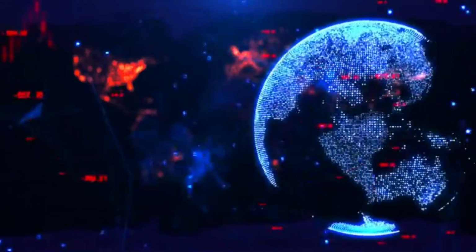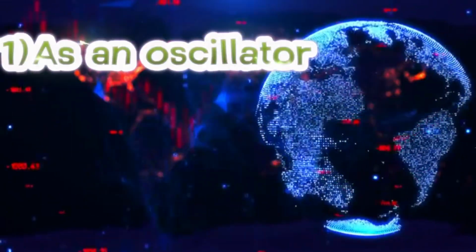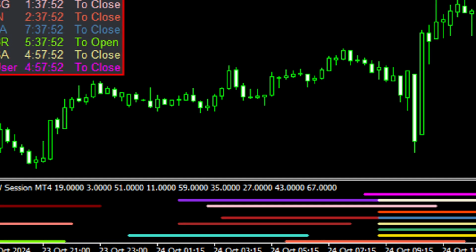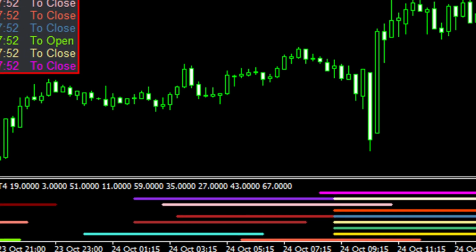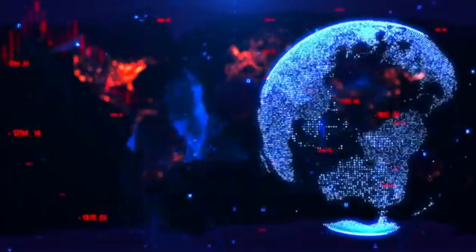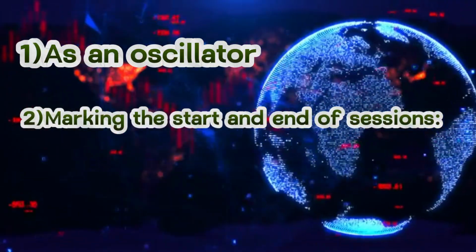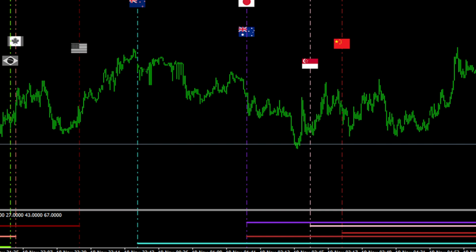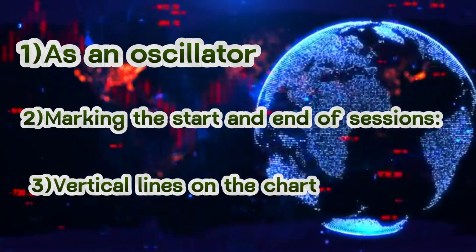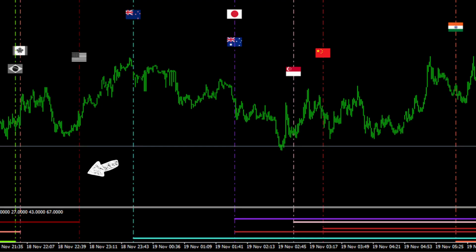It provides you with 3 different display modes. 1. As an oscillator. View price charts live and analyze real-time market fluctuations. 2. Marking the start and end of sessions. With this mode, you can easily identify the beginning and end of sessions on the chart and evaluate their impact on the market. 3. Vertical lines on the chart. By drawing vertical lines on the chart, you can pinpoint market starting points and enhance the accuracy of your analyses.